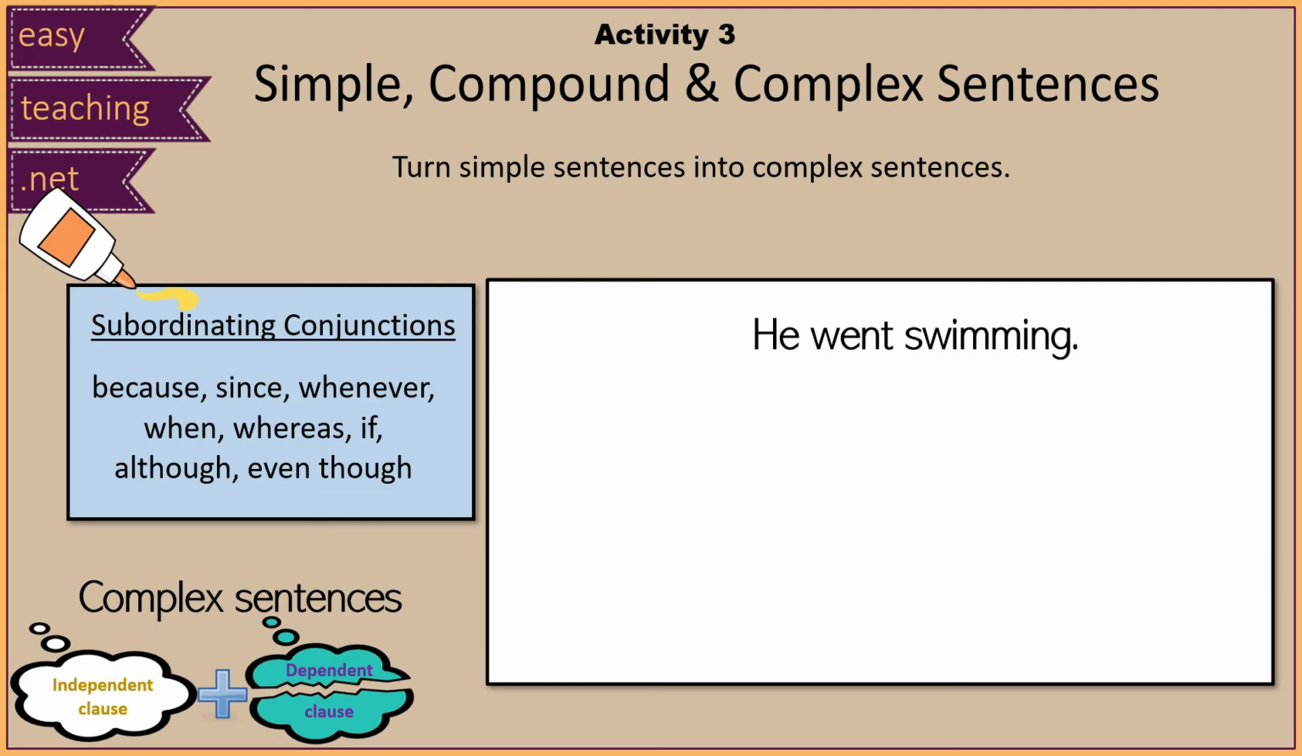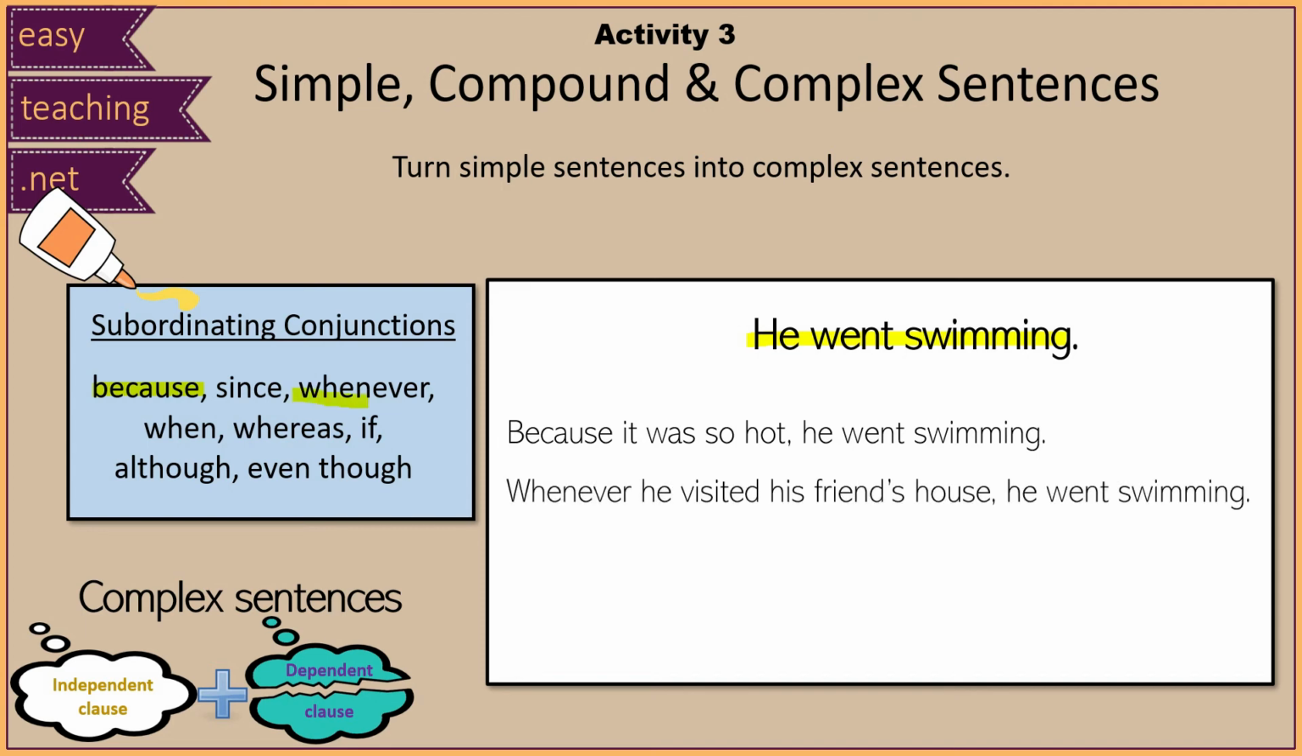Here is our simple sentence. He went swimming. I'm looking at the conjunctions to give me some ideas. Here we go. Because it was so hot, he went swimming. Whenever he visited his friend's house, he went swimming. He went swimming even though it was cold. All of these are complex sentences. I made sure to add a dependent clause to each.